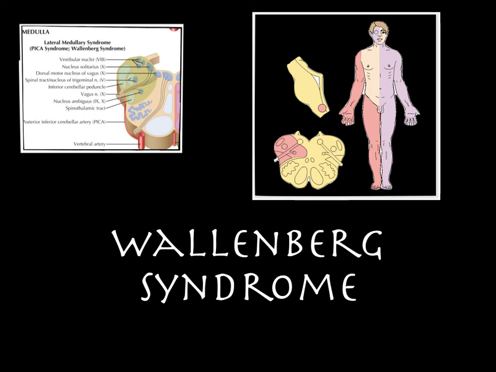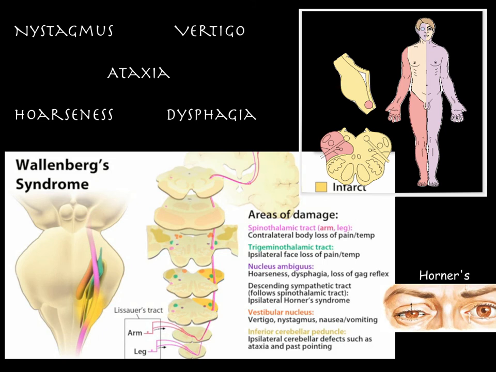This reviews some of the things that are associated with it. So bilateral nystagmus, sometimes vertical nystagmus, vertigo, ataxia, dysphagia, hoarseness. This is because of your vagus and glossopharyngeal nerve involvement from the medulla. You can read all these things. The only other thing I think worth mentioning is you can get Horner syndrome with this. But this is basically crossed findings with cranial nerve problems.